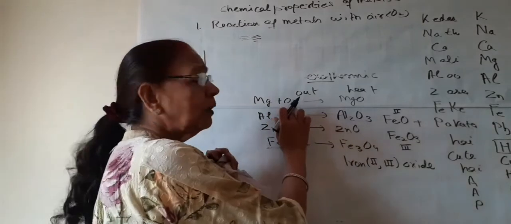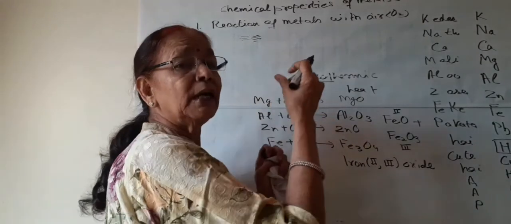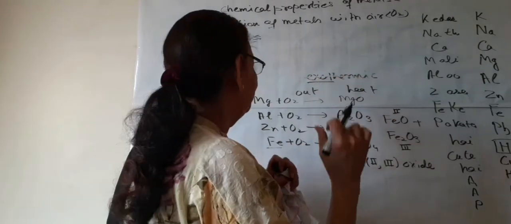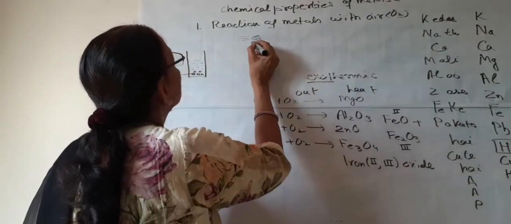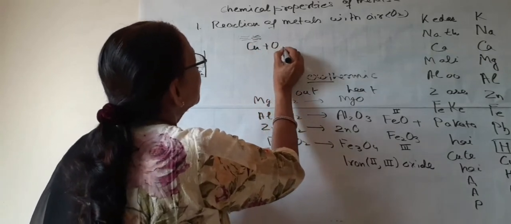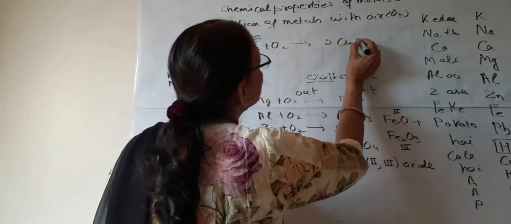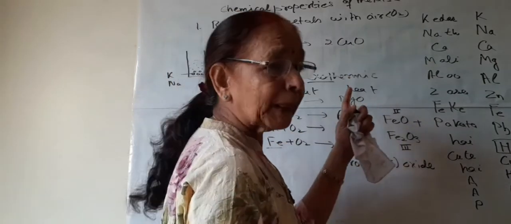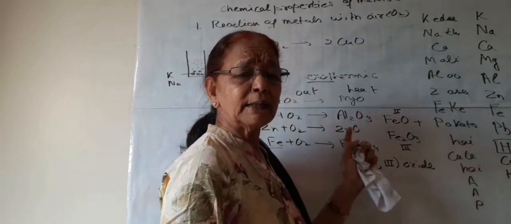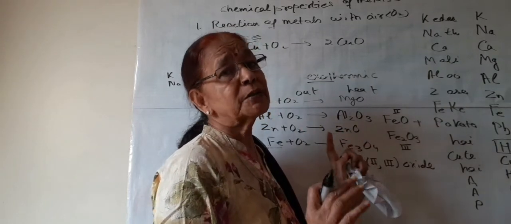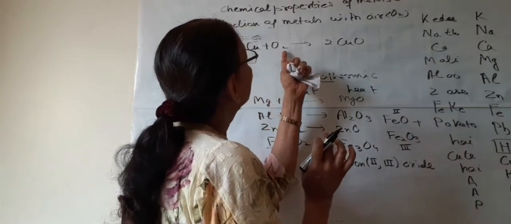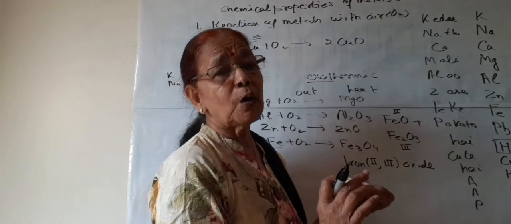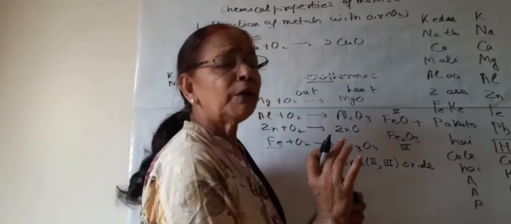All of you know from small classes, magnesium burns with a white dazzling flame. And these are aluminium. One about copper. How does copper react with oxygen? Copper plus O2 gives 2CuO. Some of these reactions are not balanced. I am writing just like that. You balance these reactions by yourselves. These are simple balancing. So copper with oxygen forms copper oxide.